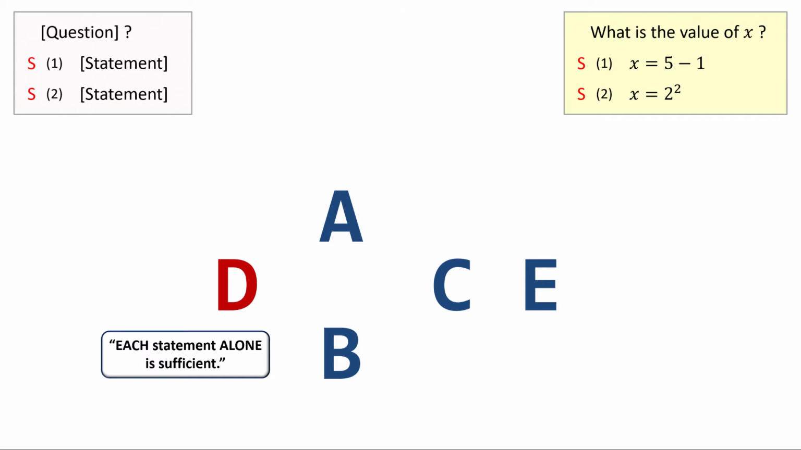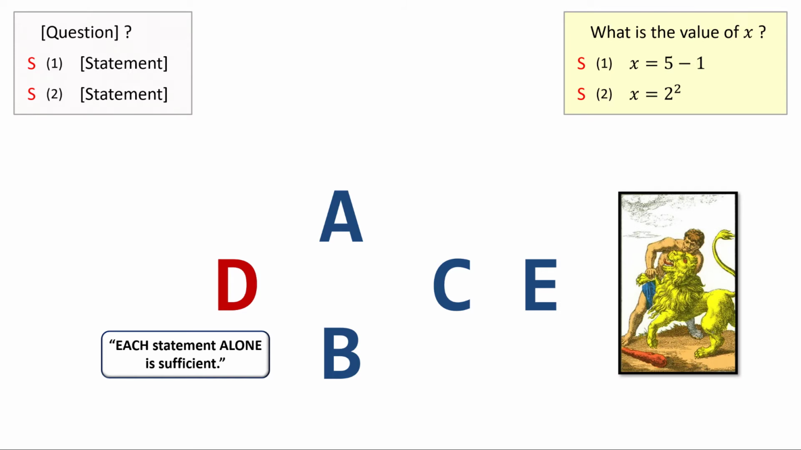To help us remember the meaning of D, we can use a heroic analogy. Here we have Hercules single-handedly defeating a lion. Let's say that this ability to triumph alone is the defining characteristic of a hero. In other words, a hero needs no help. Then each of our 2 statements is a hero, because each is sufficient by itself. Thus, D is the scenario of double heroes.